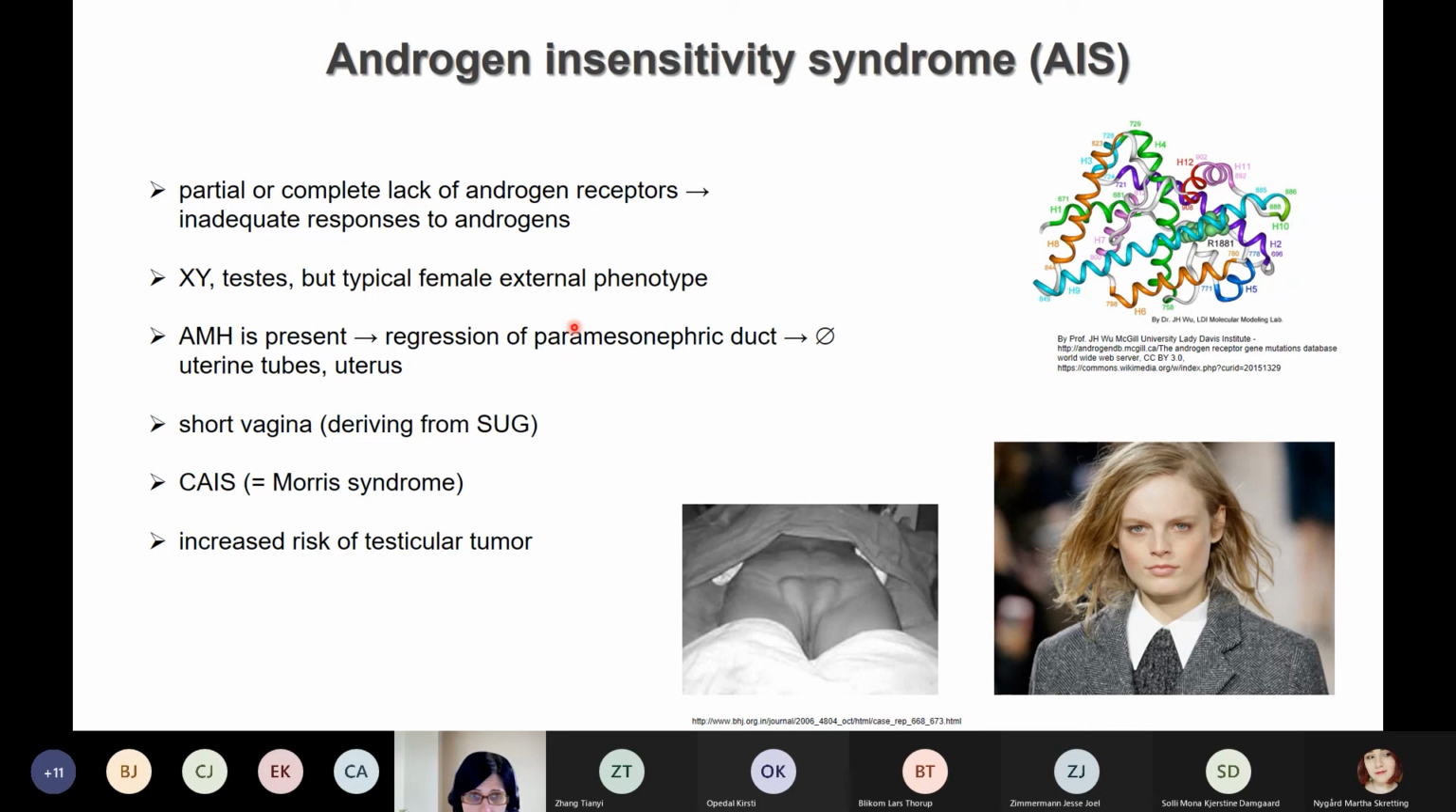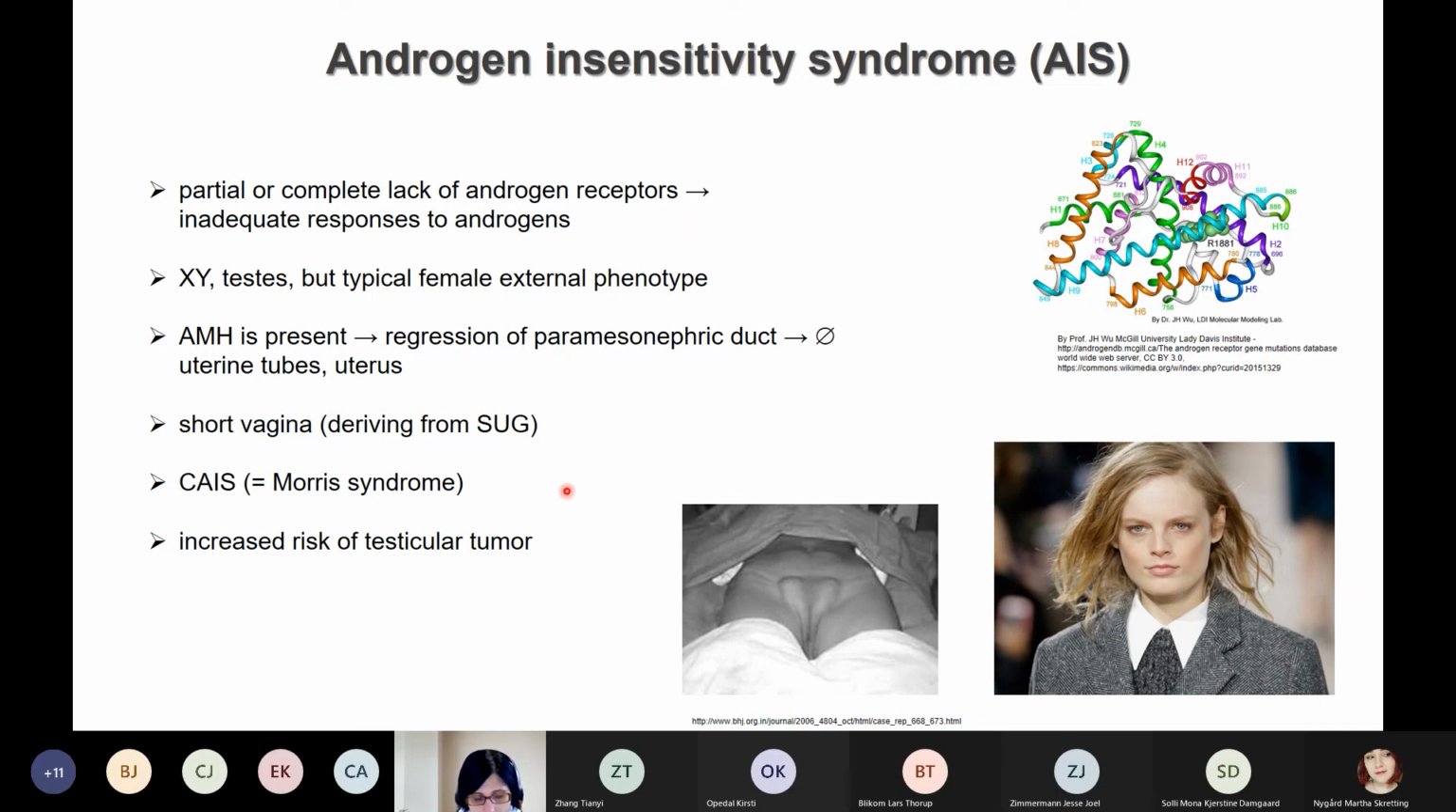Therefore, they will not have the male internal organs. And they also have AMH, because the testis functions properly, and this AMH will cause the regression of the Müllerian duct. They will not have uterine tubes and uterus, but they have a short vagina. It is very important that the upper part of the vagina is missing, but the lower part, which is not from the paramesonephric duct but from the urogenital sinus, remains, and therefore we have only a short vagina.